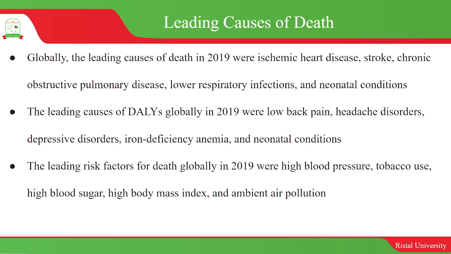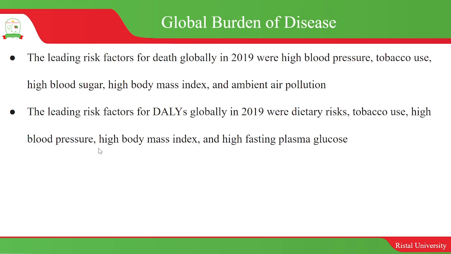And then we go to the leading risk factors globally by 2019: high blood pressure, tobacco smoking, high blood sugar, high body mass index, and then polluted air. And I think we are doing very badly, especially for those of you who stay in Juba, in terms of pollution. There are areas in Juba where the dust is almost what you breathe in and out.